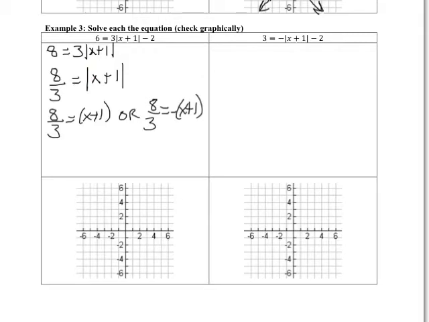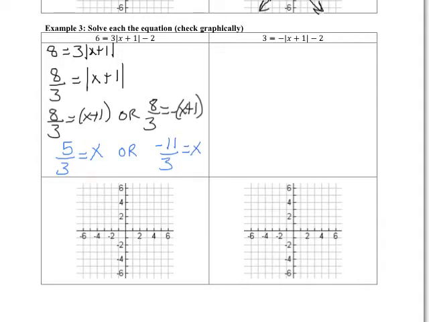If we solve for x there, we're going to get 8/3 minus 1, which is 5/3. So 5/3 is equal to x, or negative 8/3. We move the negative over, we get negative 8/3, and then we subtract 1 from it, so we get negative 11/3 equals x.